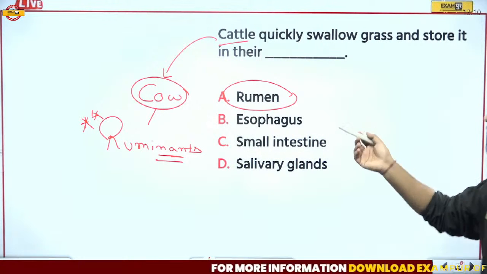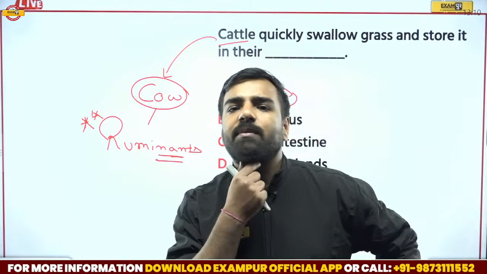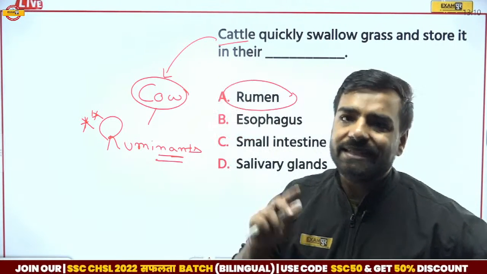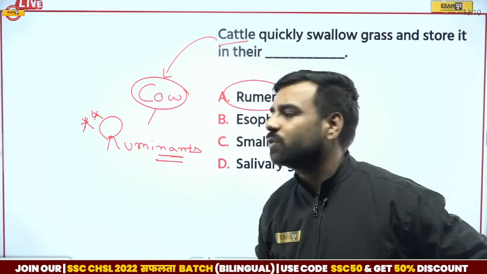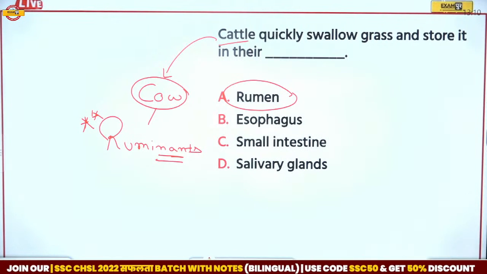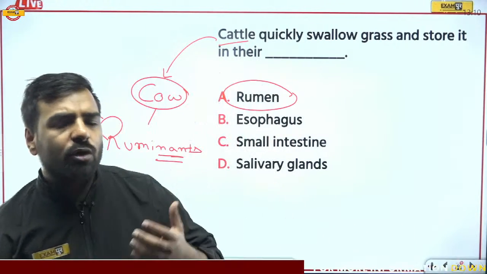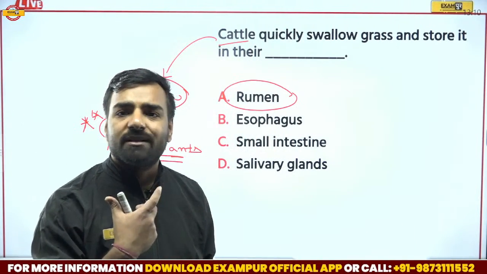Now if I talk about the esophagus, what is that? The esophagus is the food pipe. After the mouth, the location the food reaches is the esophagus. Then we have the small intestine, and the salivary gland is the one which is present in the mouth. We can talk about the cheek part, we can talk about the tongue part.